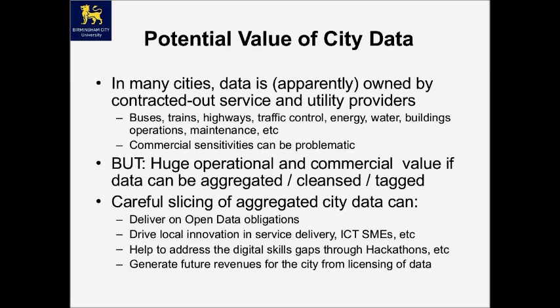It's self-evident, of course, that in many cities, data that relates to the operation of the infrastructure is sometimes owned, or we believe it's owned, by the contracted out service providers, utility providers and others. So we tend to think, for example, that the bus operating data belongs to the bus companies, trains, and so on. Highways is often locked down in a traffic control system. And there are, within that, commercial sensitivities that can sometimes be extremely difficult.